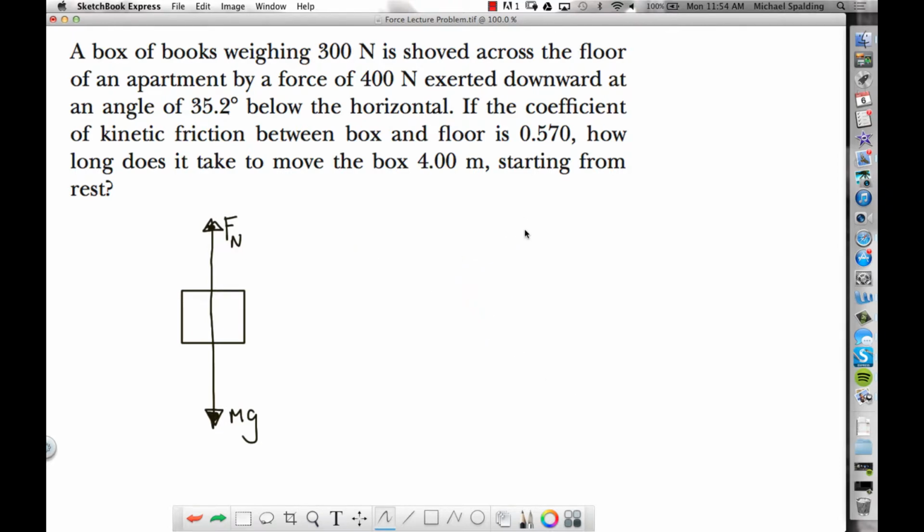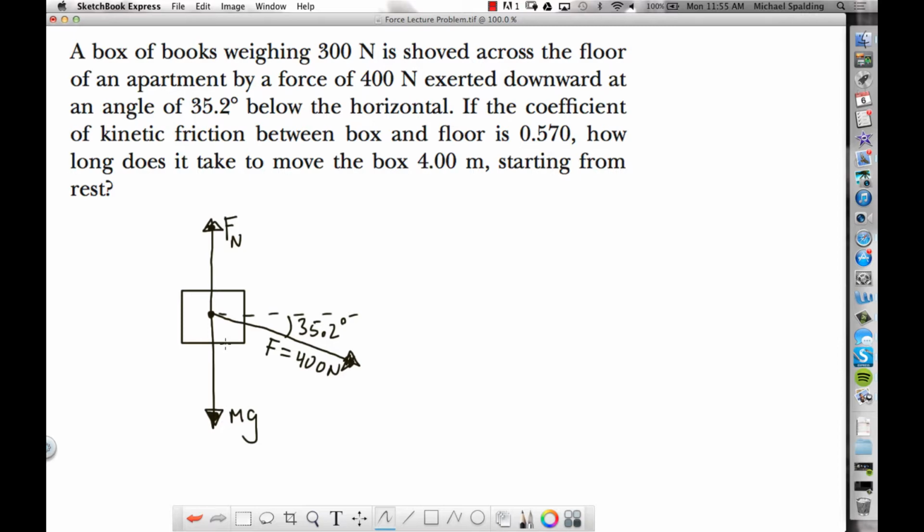Okay, what other force? Well, we have the 400 Newton force that's exerted below the horizontal. So that's like this. This box is being pushed down and over simultaneously. So we have this 400 Newton force. What does that dotted line show? The horizontal. And then show your angle. This is 35.2 degrees below the horizontal like that. Imagine this pushing down and over simultaneously. So we have a vertical and horizontal force within that 400 Newton force.